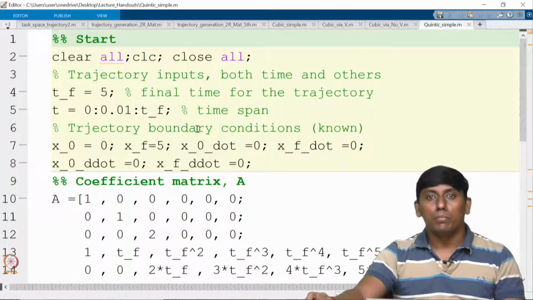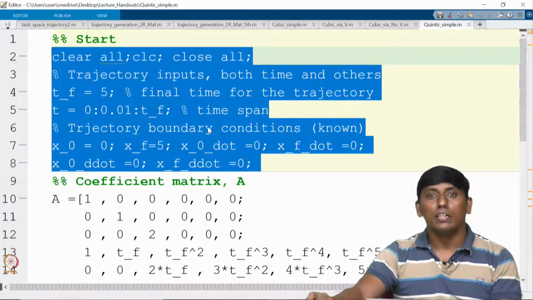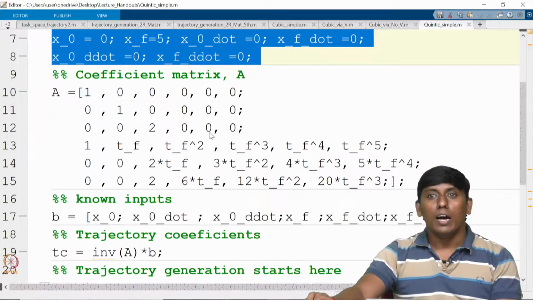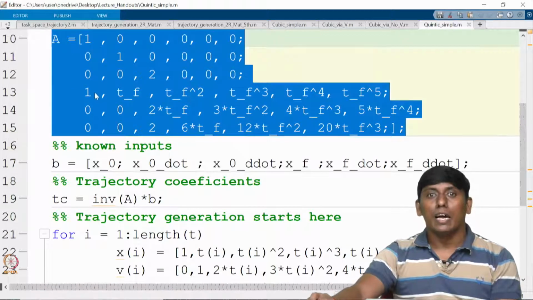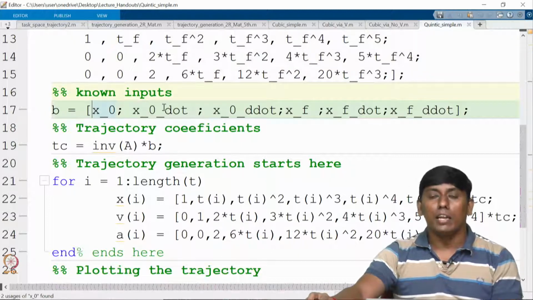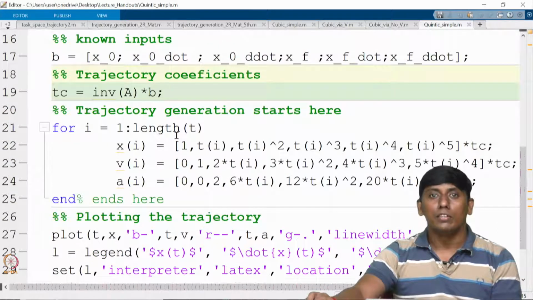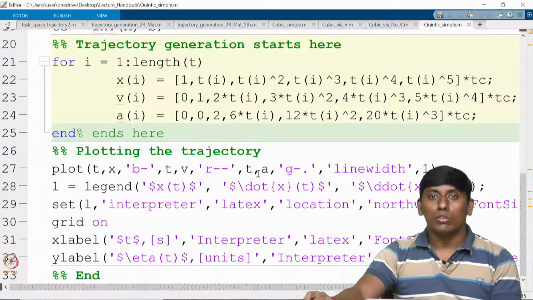So this is the fifth order polynomial. These are all what we have written in the handout, and this is the A matrix we have written in the same handout. We have not changed it, and the B vector we have assumed to be known. These are all initial and final conditions including position, velocity and acceleration. We have calculated the coefficients, then generated the trajectory, and we are trying to plot.